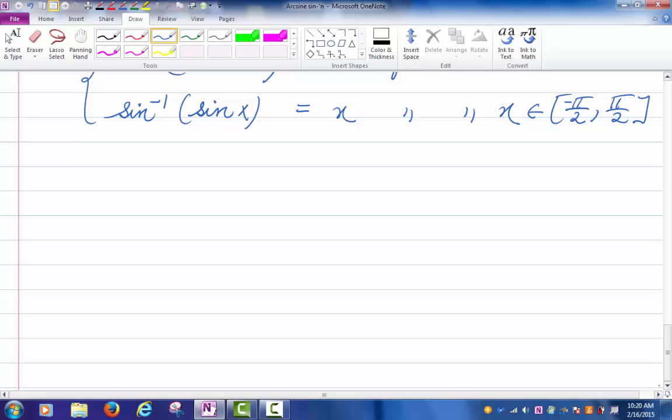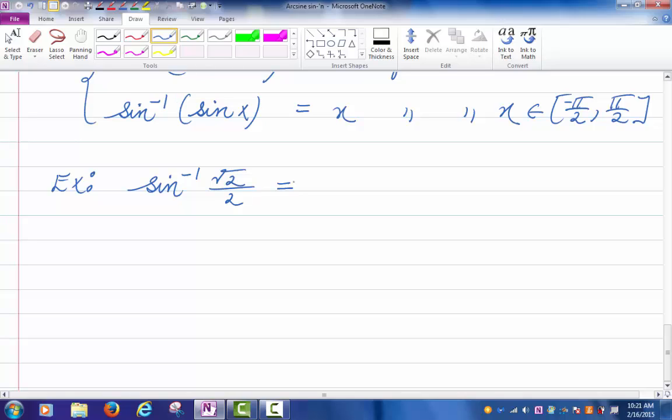Let's think about the following. Okay, let me give an example here. What is sine inverse of root 2 over 2? Can anyone tell me what that is? So basically, I am looking for an angle between negative pi over 2 and positive pi over 2, where the sine value is root 2 over 2, right? Can you give me an angle like that?